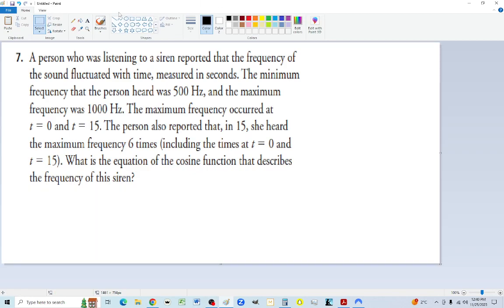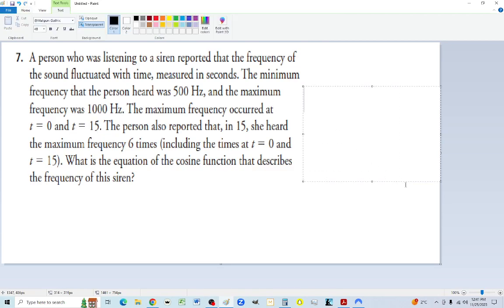So this one, a person who's listening to a siren reported that the frequency of the sound fluctuated with time measured in seconds. So our period's going to be in seconds. The minimum frequency heard was 500 and the max was 1000. What's the amplitude of that? Max plus min divided by 2. That's 1500 hertz divided by 2, which is 750 hertz. So the axis is 750 hertz.